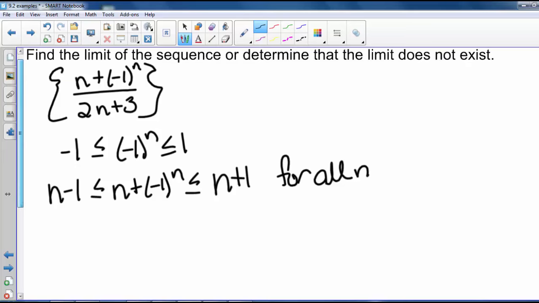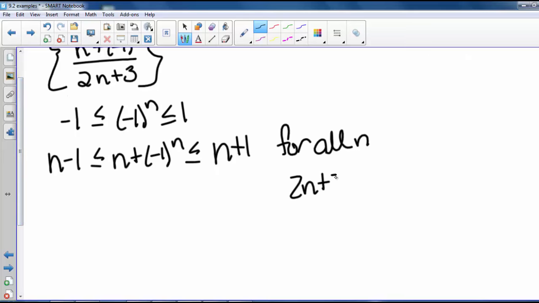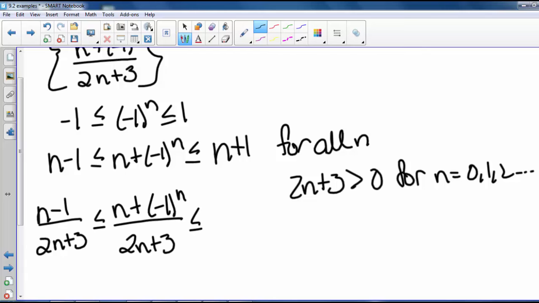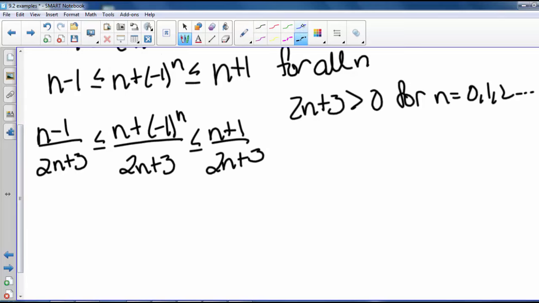And we know that 2n plus 3 is greater than 0 for n equals 0, 1, 2, etc. So we can divide each section by 2n plus 3. So n minus 1 over 2n plus 3 is less than or equal to n plus negative 1 to the n over 2n plus 3 is less than or equal to n plus 1 over 2n plus 3. So now we want to look at the limit of the sides. So the limit as n goes to infinity of n minus 1 over 2n plus 3.